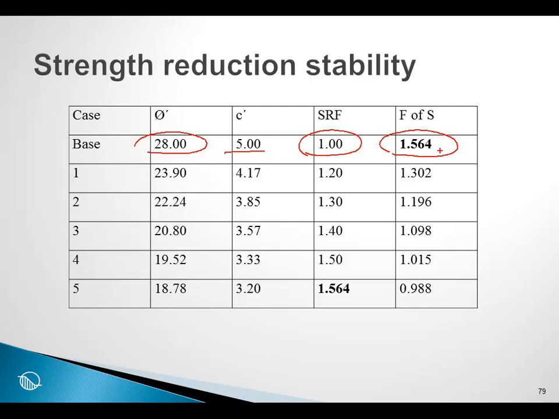Then when we have a strength reduction factor of 1.2, this is C prime, phi prime, and taking those strengths, we get a reduced factor of safety and so forth. Ultimately, what I did is I took the factor of safety from the SLOPE/W analysis for the base case and used that as a strength reduction factor. And when I use that as a strength reduction factor, then this is phi prime and this is C prime.